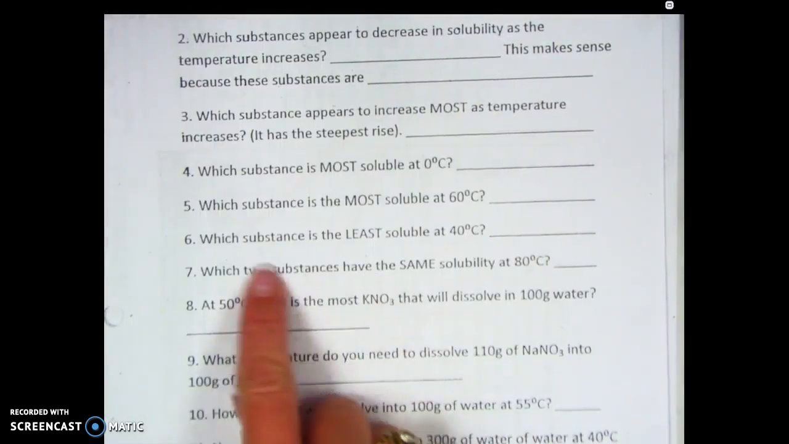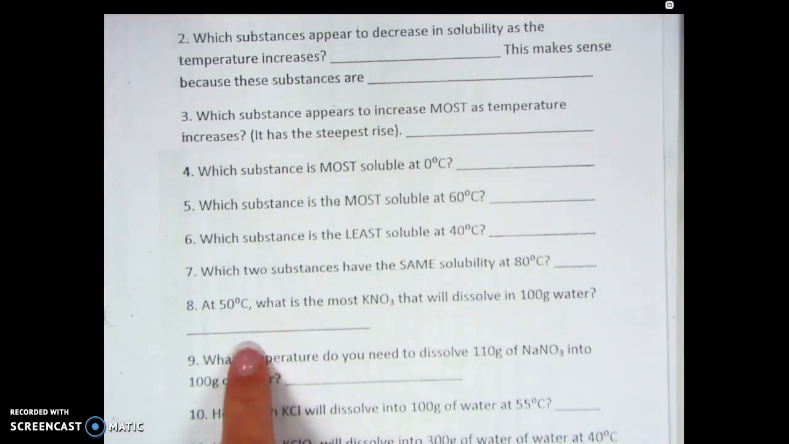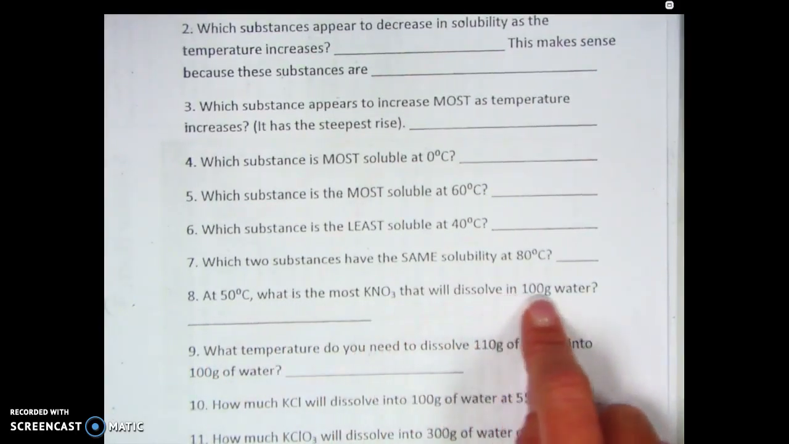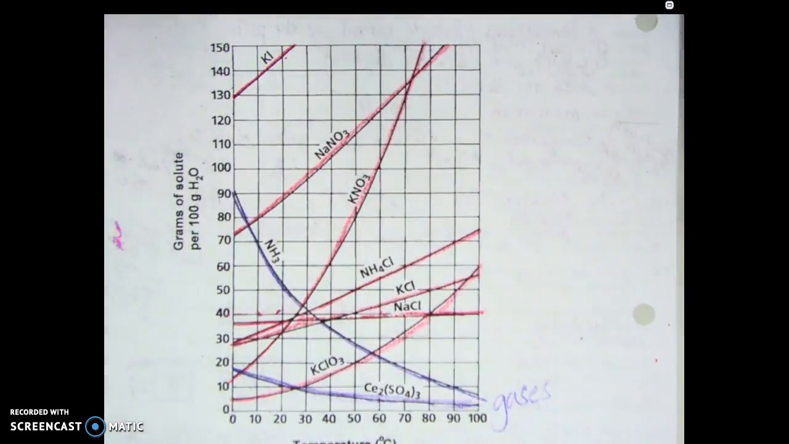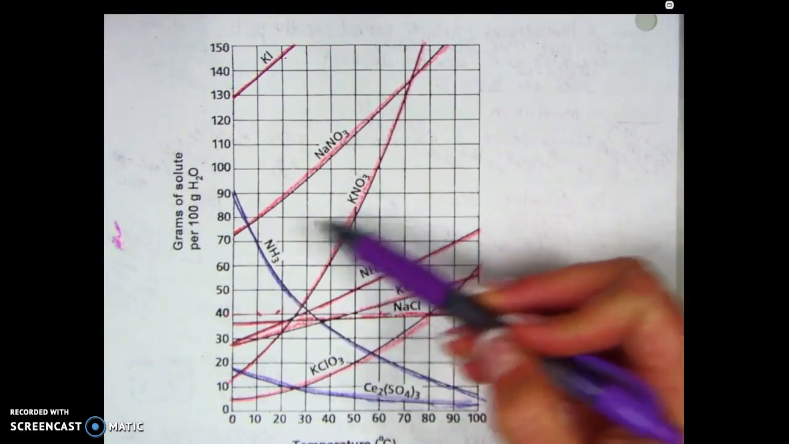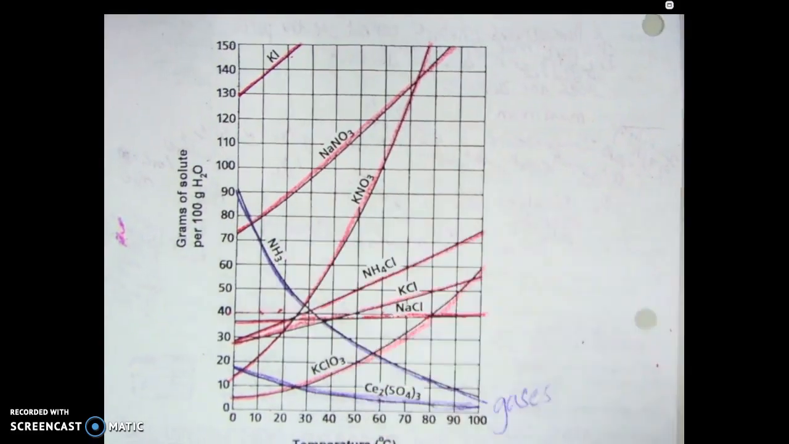Which two substances, let's go to this one. At 50 degrees Celsius, what is the most KNO3 that would dissolve in 100 grams of water? So we're at 50 degrees Celsius, we found the KNO3 line, and it would be 80 grams. Okay. So if you have any questions, just email me.